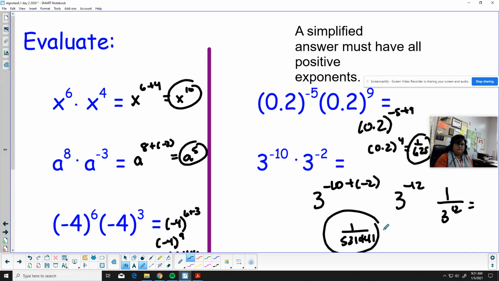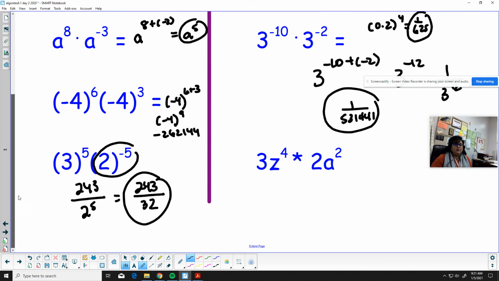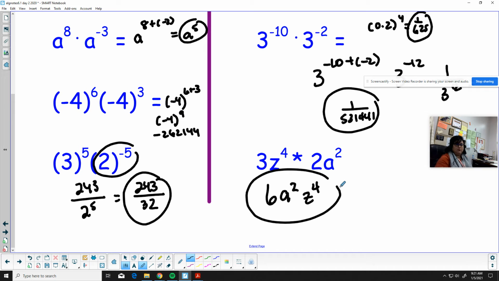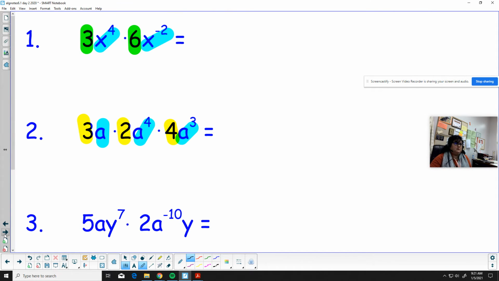531441. So there's my fraction answer. Remember, no decimals here. No decimals. And then the last one, these are all different. So 3 and 2 are different. That's just 6. And Z and A are different. So you can't do much with them. You're just going to list them. I'm going to put them in ABC order. So A squared and Z to the 4th. This would be my answer. Notice I didn't add their exponents because they have different bases.